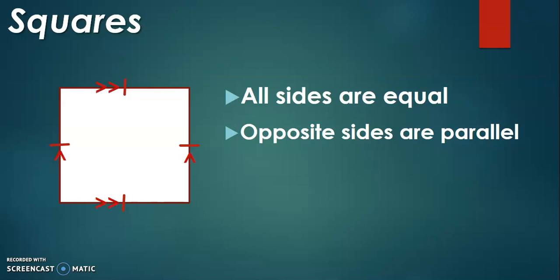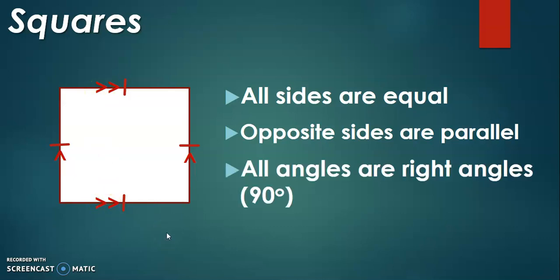So now I'm showing you with the single arrow and double arrows. This single arrow is parallel to the other single arrows. These double arrows are parallel to the other double arrows. So you should know that this left side is parallel to the right side, and the top side is parallel to the bottom side. And the last one for squares is that all angles are right angles.